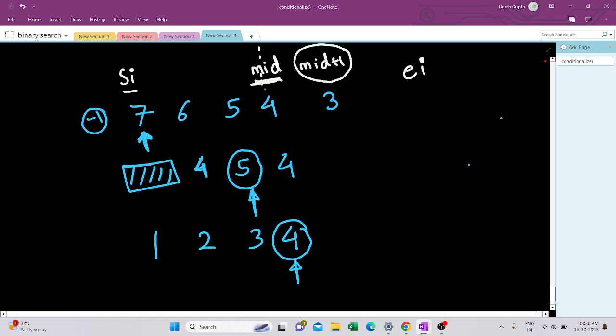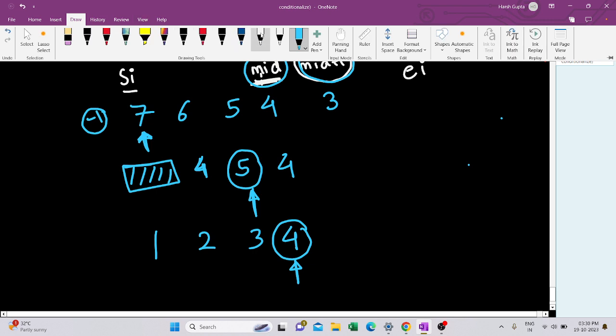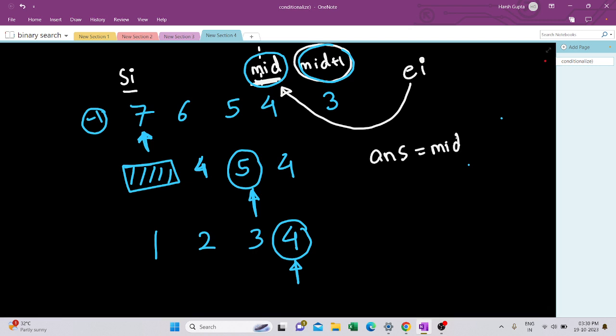So what we can say is, if nums of mid is greater than nums of mid plus 1, then our answer will definitely lie, like we will get one of the answers between SI and mid. So what we can do is, we can shift our ending index to mid, and we can say yeah, mid is one of the possibilities, so we can store it in our answer.